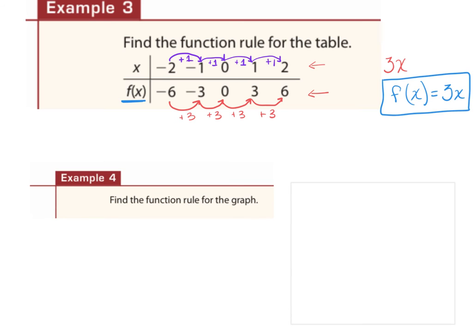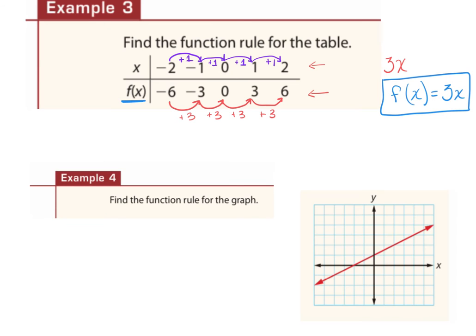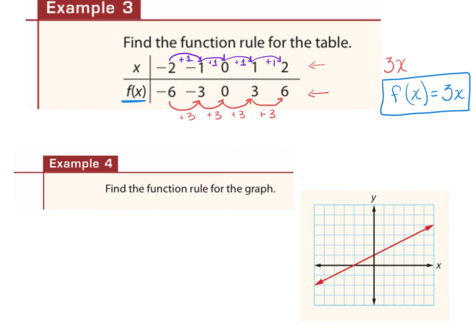All right, find the function rule for the graph. All right, now if they give me the function rule for a graph, we have not done linear equations yet. And so what I have to do is I have to come up with my x and my y. All right, and so I am actually going to create a table here, just like they gave me up there. And I am going to create an x and an f of x, or a y value. Remember, this is the same thing as y.